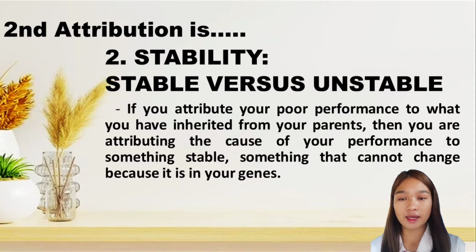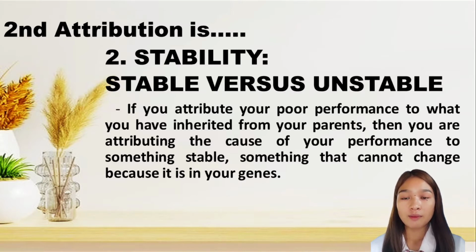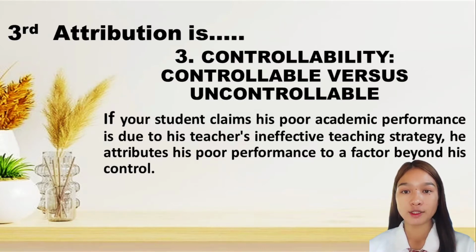Stability is defined as the consistency of the relationship between the causal factor and the outcome of the behavior. Both ability and task difficulty are considered to have a stable relationship between the causal factor and the behavior over time. Third attribution is controllability, controllable versus uncontrollable.